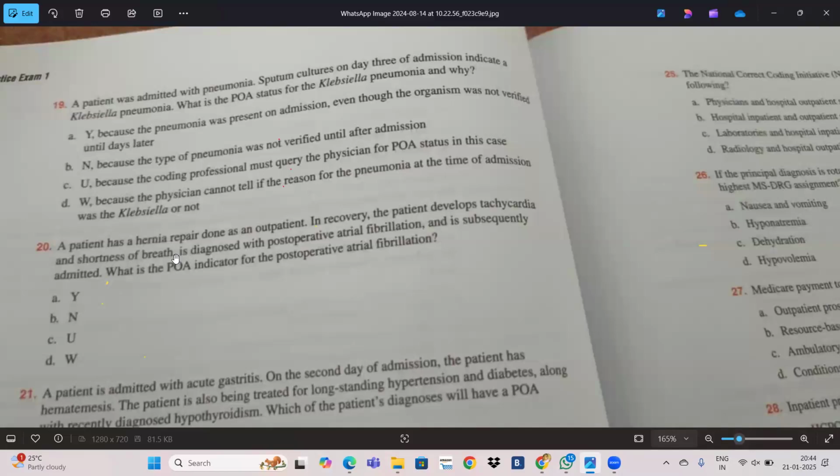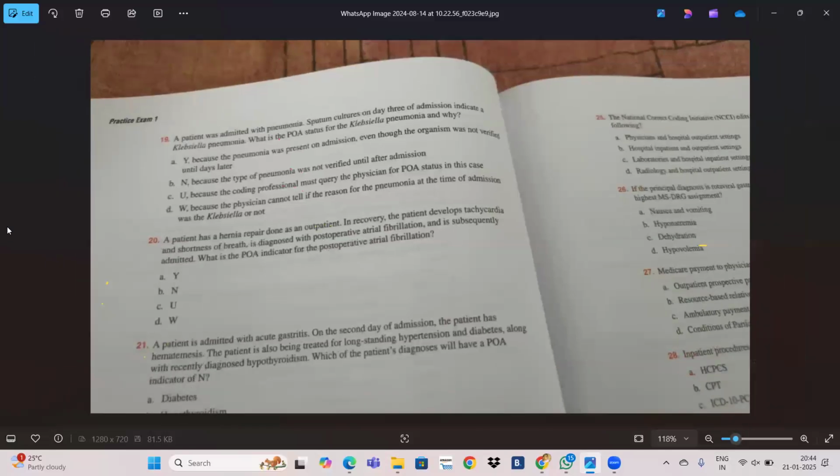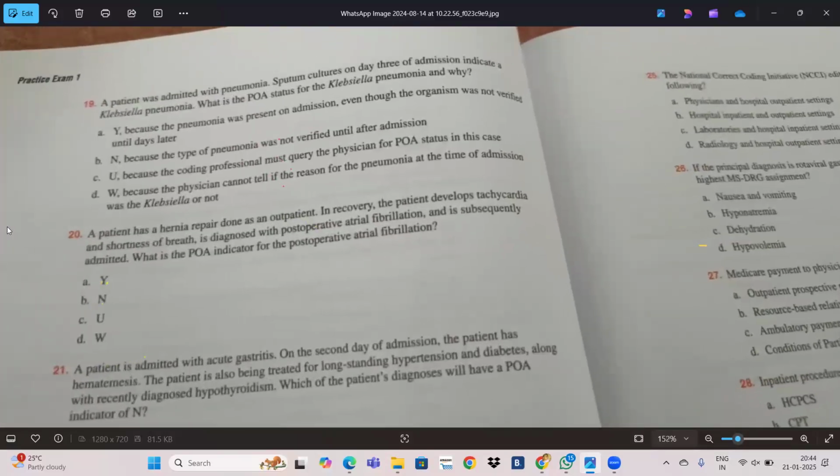So read the question carefully and understand. This is the twist, okay? The patient was here as an outpatient for the procedure. Due to the post-operative complication, they are going to inpatient admission. Clear, right? So next, tell me the 21st question.